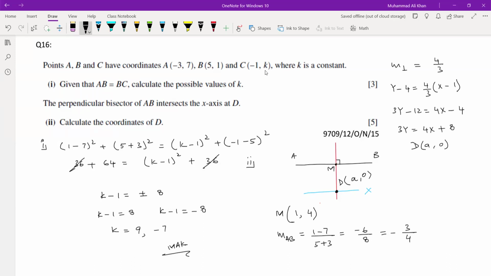And this perpendicular bisector passes through D, having coordinates a and 0. So replace x and y with this. So y is 0, 4a plus 8. So the value of a is minus 8 upon 4, which is minus 2. Therefore, the coordinates of D are minus 2 comma 0. Are you clear? Any confusion? The question of 8 marks, a simple question, not a difficult one.